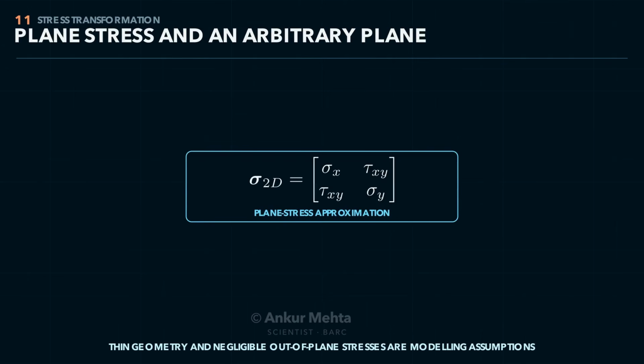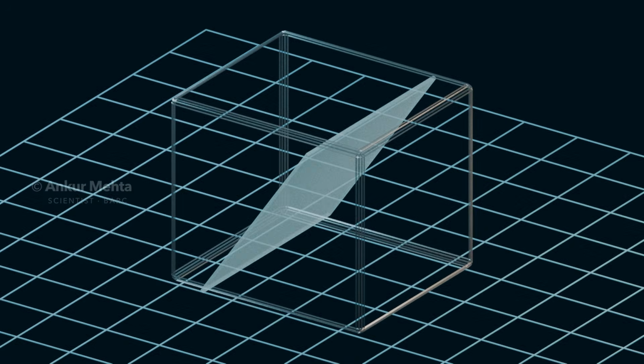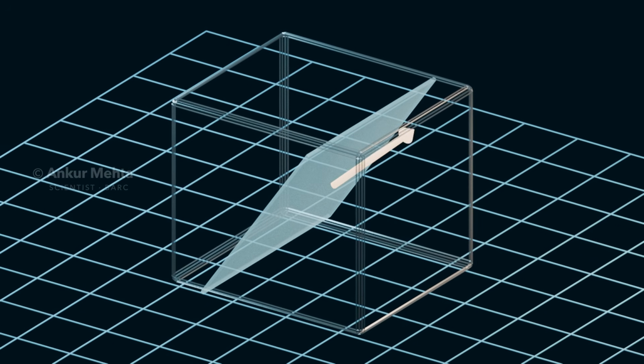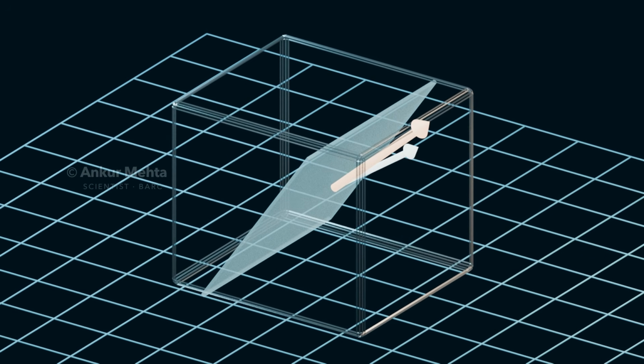When a thin component is loaded mainly in its own plane and out-of-plane stresses are negligible, the state can often be approximated as plane stress. Only sigma x, sigma y and tau xy are independent. This is a modeling assumption, not merely a two-dimensional drawing.